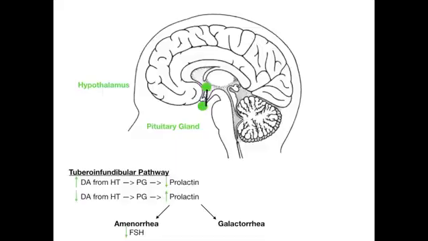So test writers love to ask, what happens if you have decreased levels of dopamine from giving somebody an antipsychotic? How does that affect prolactin? How does that affect FSH? The charts with the up-down arrows, it's such a high yield question. It shows up all the time. So be really, really comfortable with this.